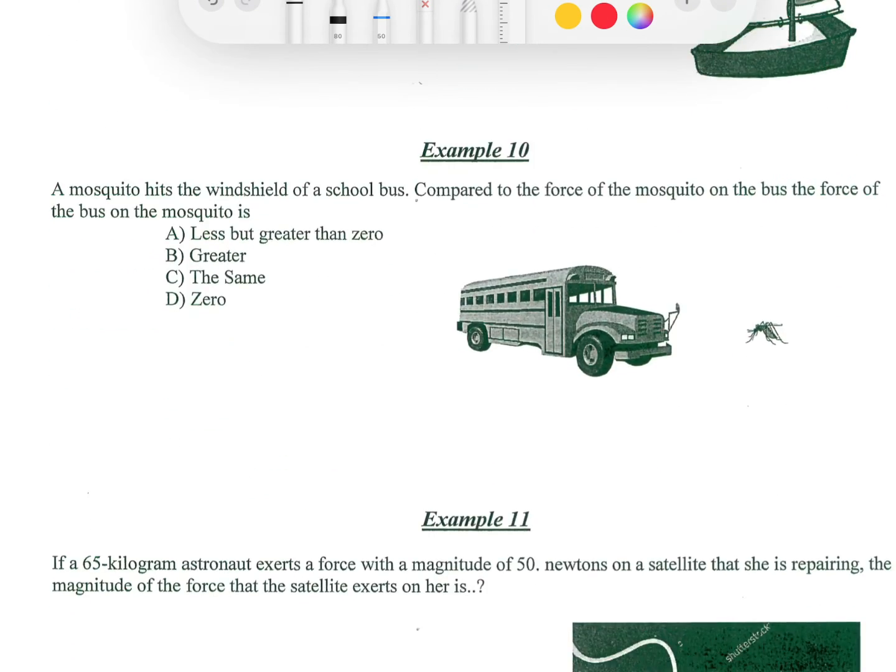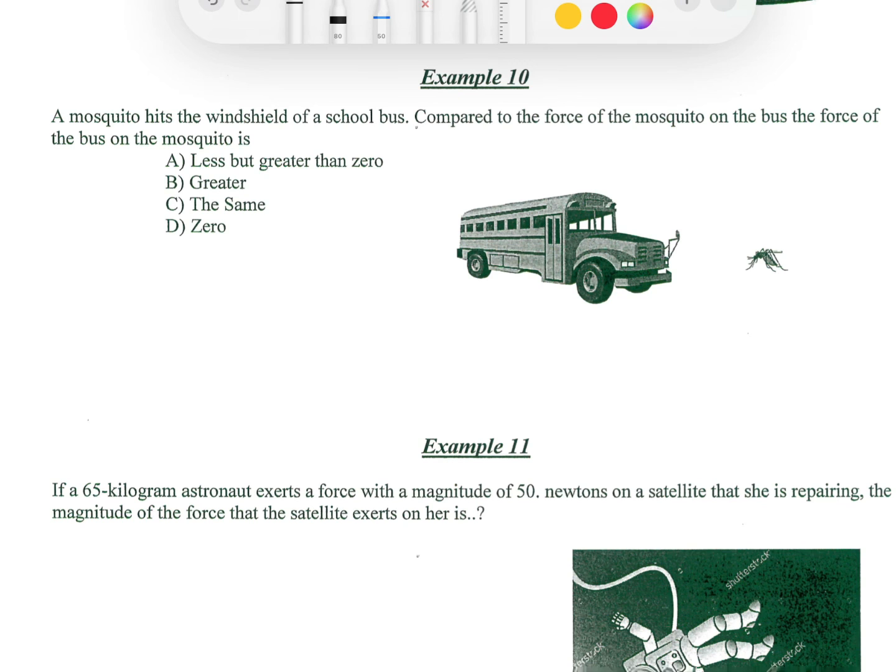So now let's take a look at another example. We have a mosquito that hits the windshield of a school bus. Compared to the force of the mosquito on the bus, the force of the bus on the mosquito is, and you guessed it, the answer is going to be the same. So the magnitude of the force is going to be the same. Although we will see that there'll be some differences due to their masses, the force is actually exactly the same, the bus on the mosquito and the mosquito on the bus.